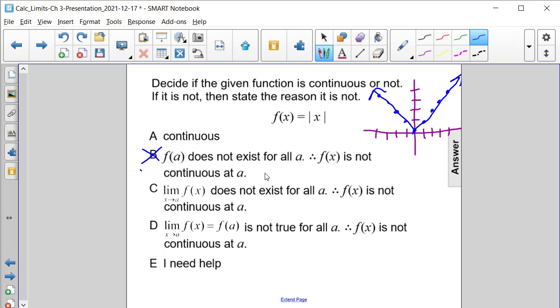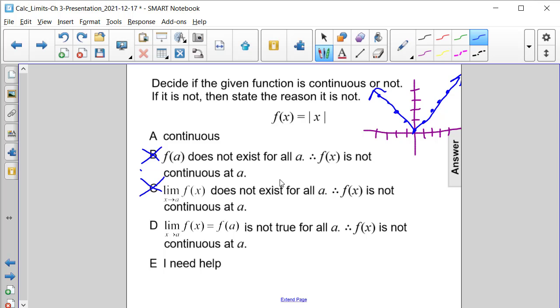Does the limit of f of x as x approaches a exist for all a values in the function? It actually does, because if we were to select any a value, let's say -2, we're up here. As x approaches -2 from both the left and the right, we can see that the function is approaching +2. And we can see that the limit of f of x as x approaches a does exist for all a values in our function. So C is not an answer to this question either.